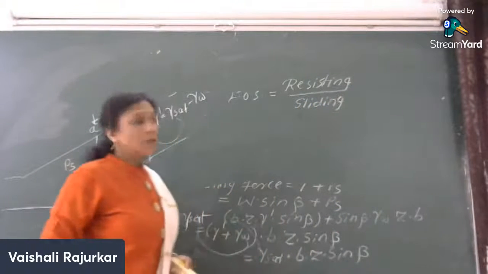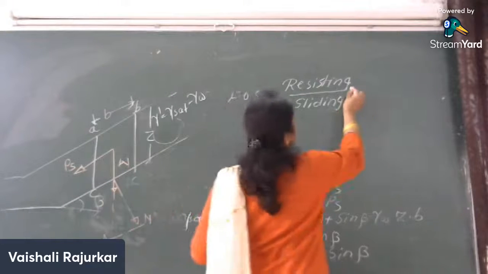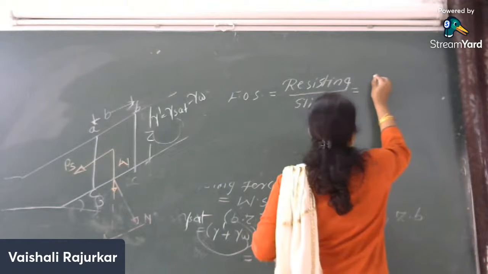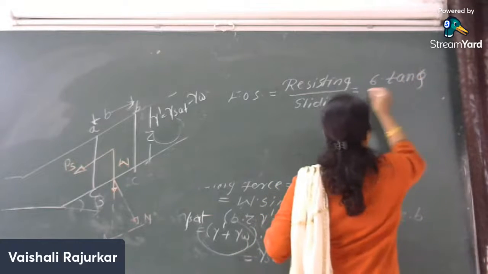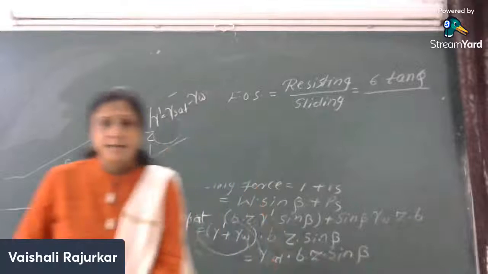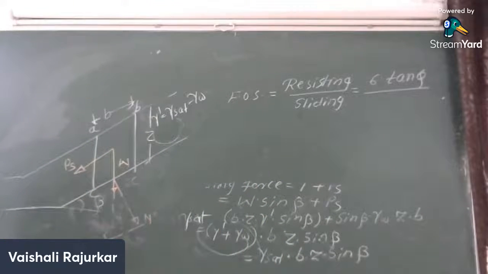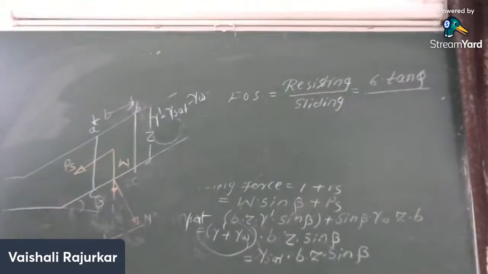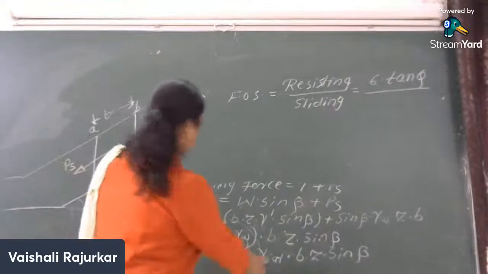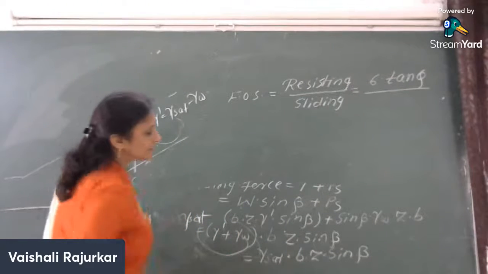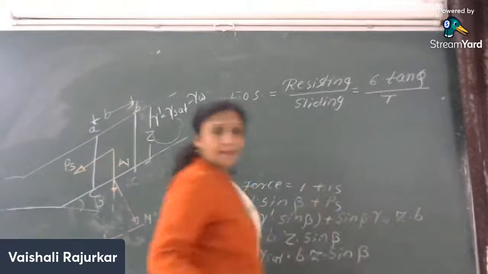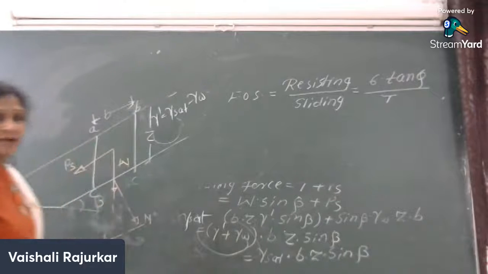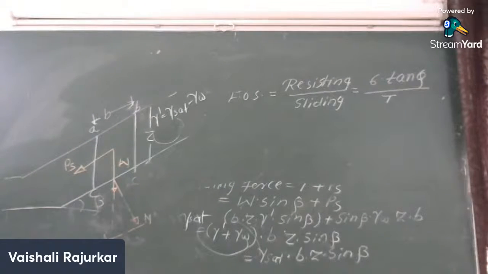Resisting upon sliding. So what are now the resisting forces? Resisting forces are sigma times tan delta, and what is T plus Ps? It will be T plus Ps, which we have considered as gamma saturated into Pz into sin of beta, so it is considered as Q. Now here, what is sigma? Sigma is gamma into B into Z cos beta into tan phi.